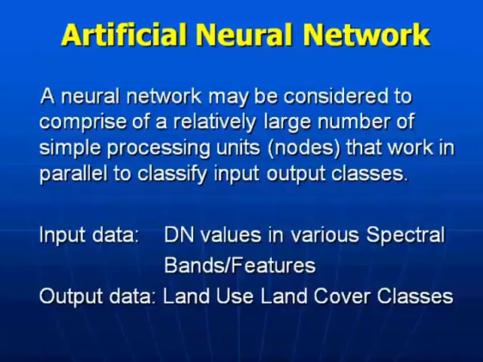When it comes to neural networks, a neural network may be considered to comprise a relatively large number of simple processing units that work in parallel to classify input-output classes. In our context, for example, a hyperspectral image, the input data would be digital number values in various spectral bands, or what we call features, if the hyperspectral data has been reduced by any feature extraction technique. The output data obviously would be some kind of thematic classes, for example land use, land cover classes.